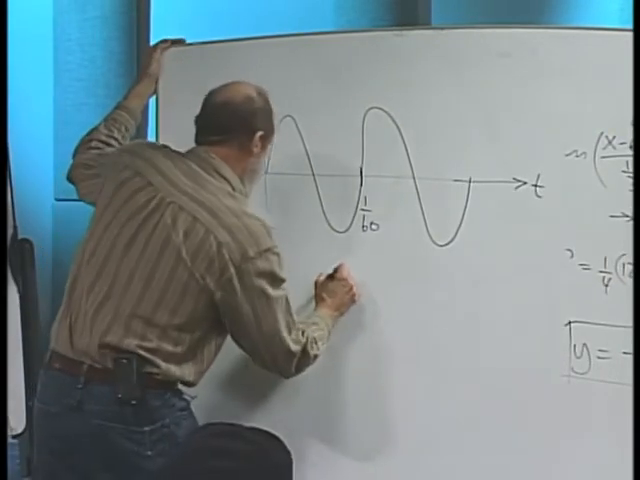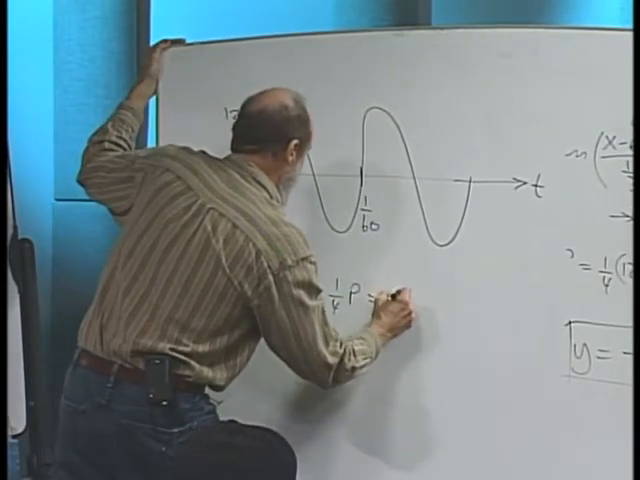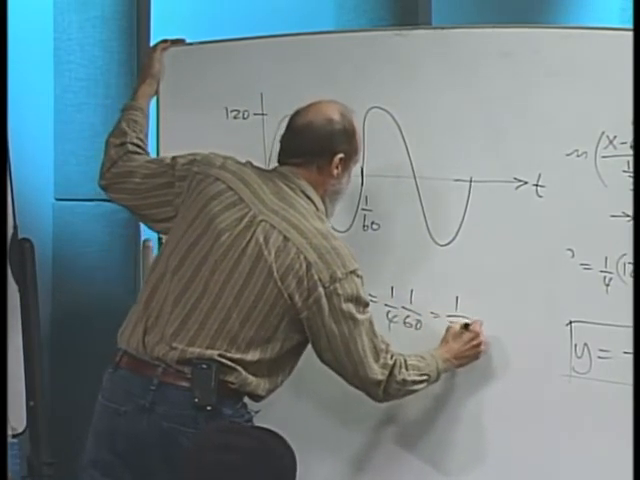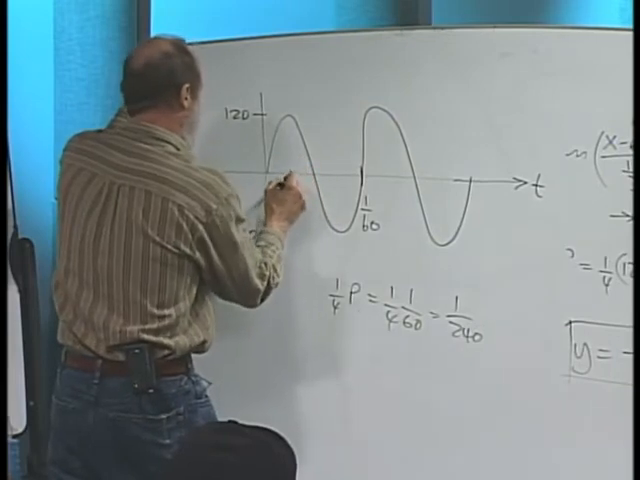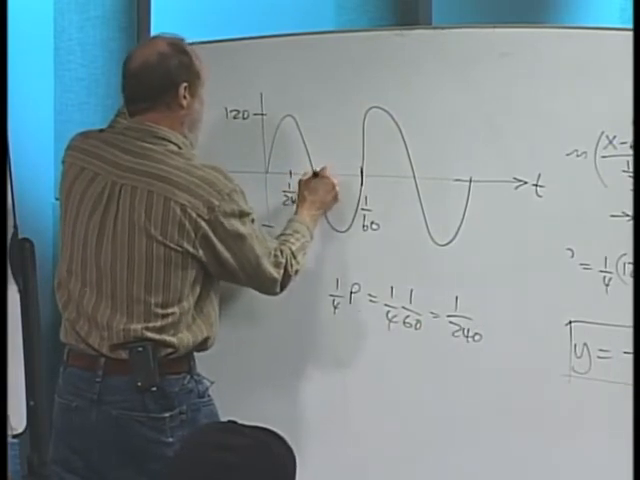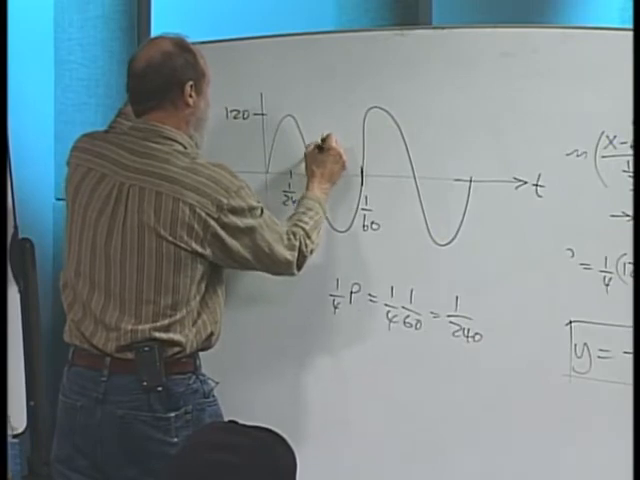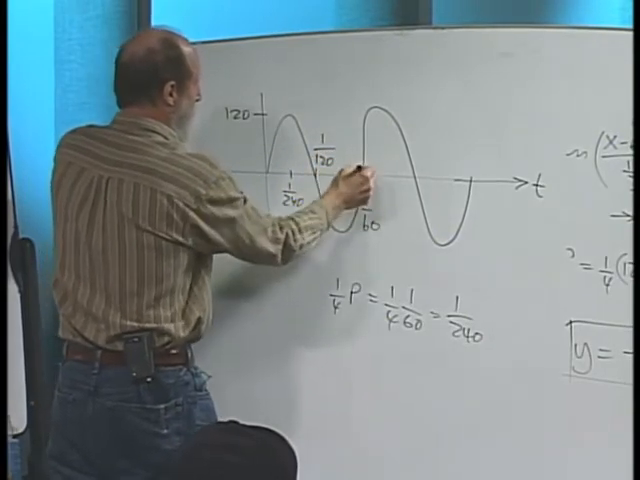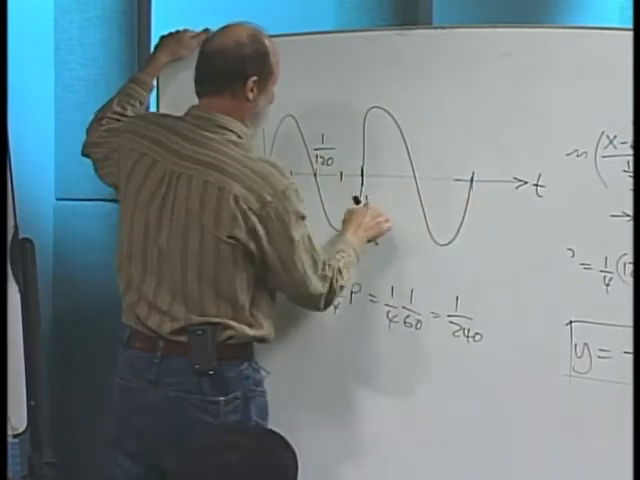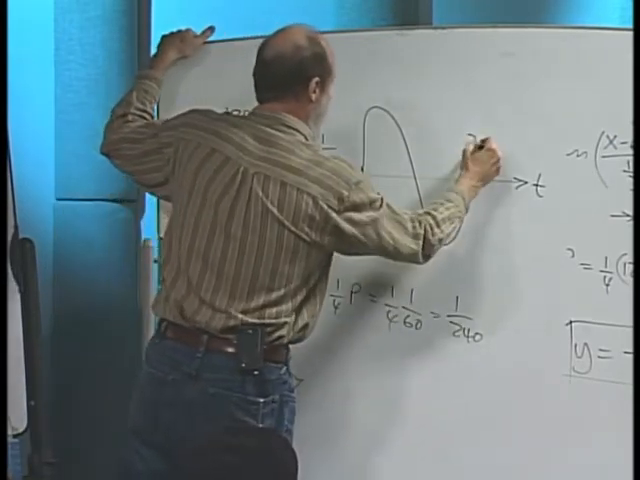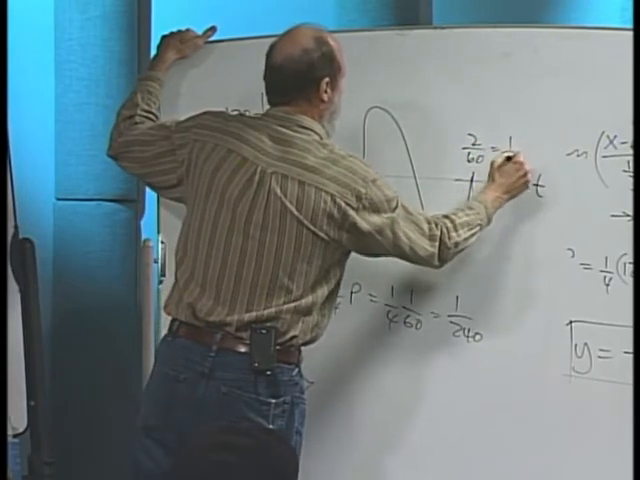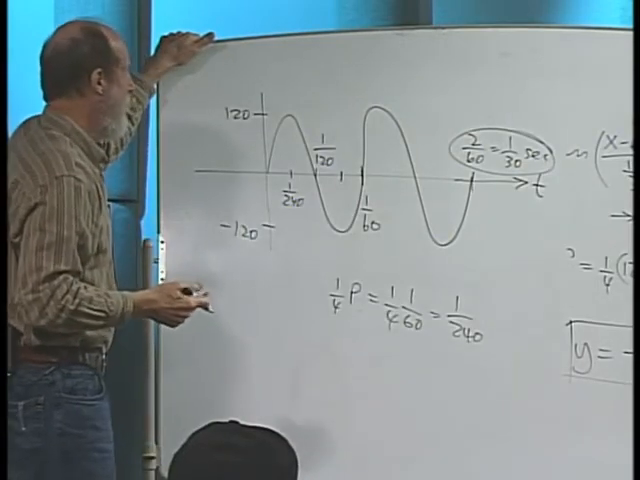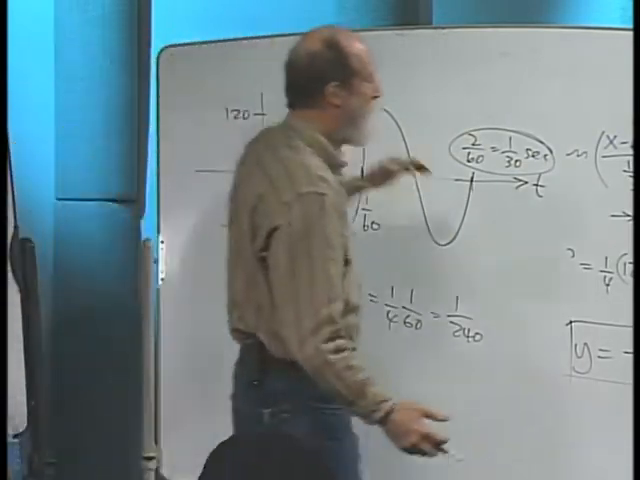Cut it into quarters. A quarter of our period is 1/4 of 1/60th, or 1/240th of a second. So here's a 1/240th of a second, 2/240ths, or 1/120th of a second. 3 of them is here, 4 of them is there. This will finish it in 2 periods. This is 2/60ths, or 1/30th of a second. There's the sketch, 2 cycles.